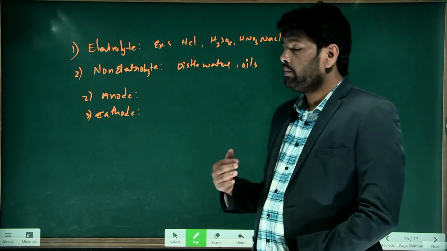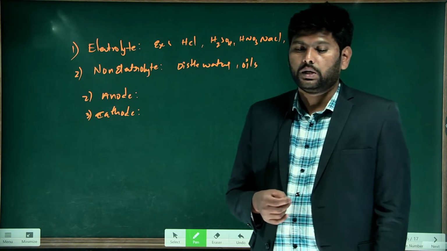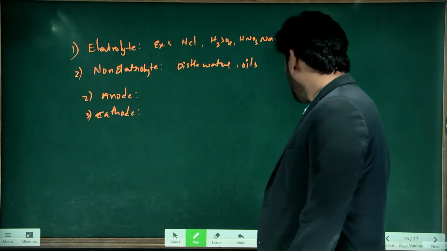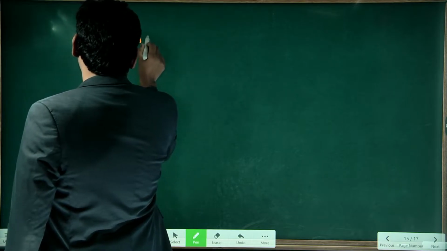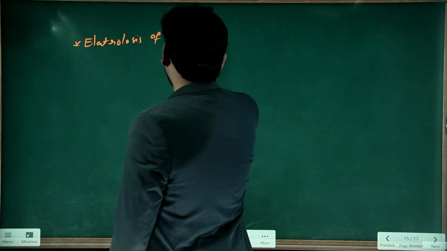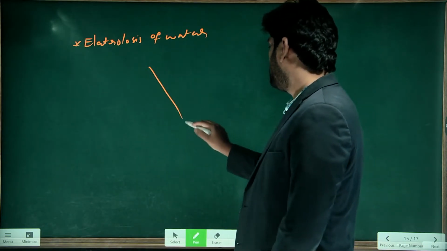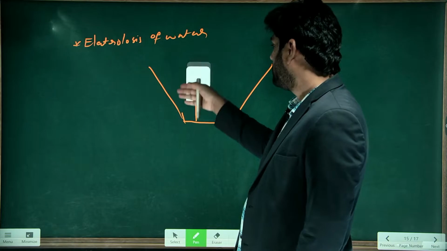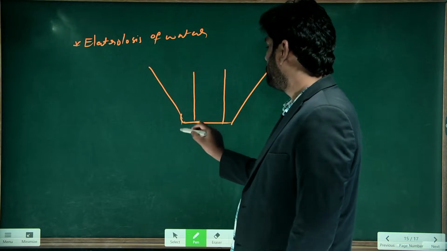Now, for the application of conduction of electricity, we have two things. One is electrolysis of water. Let's see the electrolysis of water. In the electrolysis of water we have a container having terminals, one positive terminal and one negative terminal.